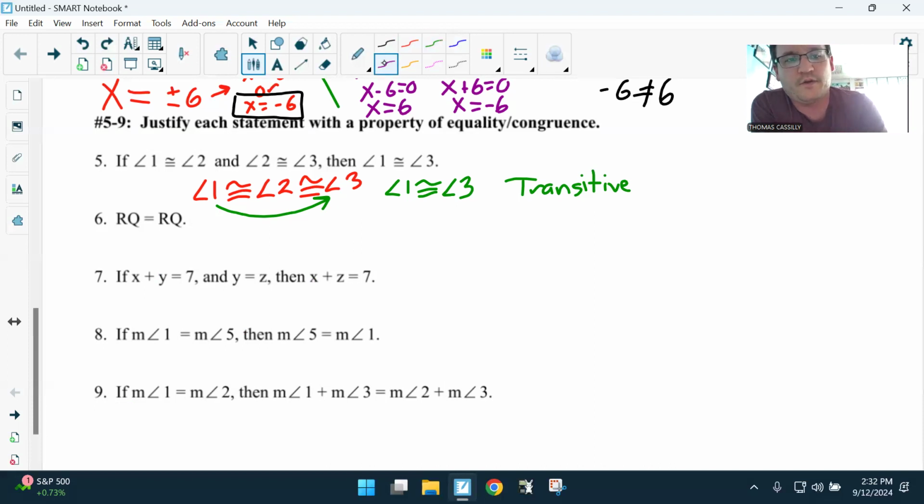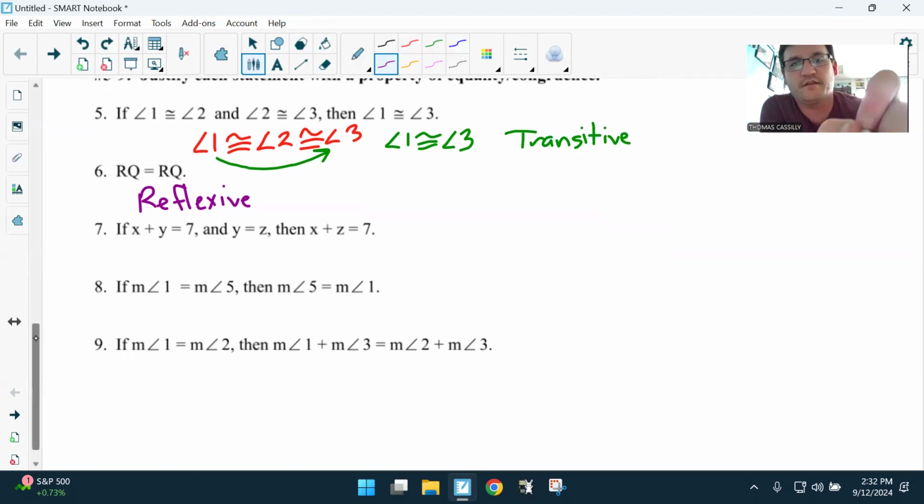This next one, RQ equals RQ. Anything is equal to itself. This one is the reflexive property. I kind of think of this as reflection. Think of a mirror. Anything equals itself, which is a silly kind of idea, but hopefully that makes sense here. So RQ is equal to RQ. That is the reflexive property.